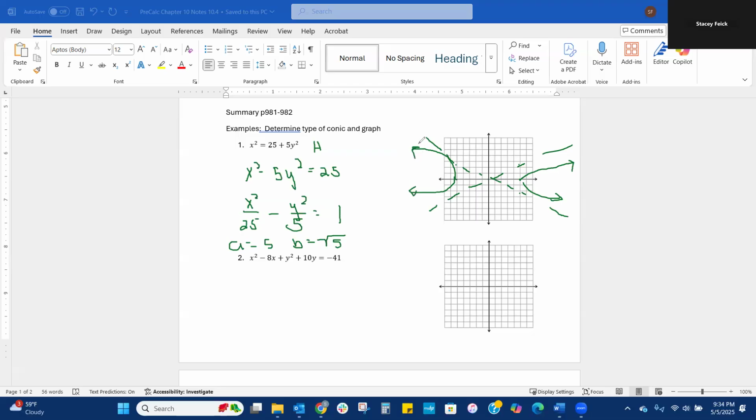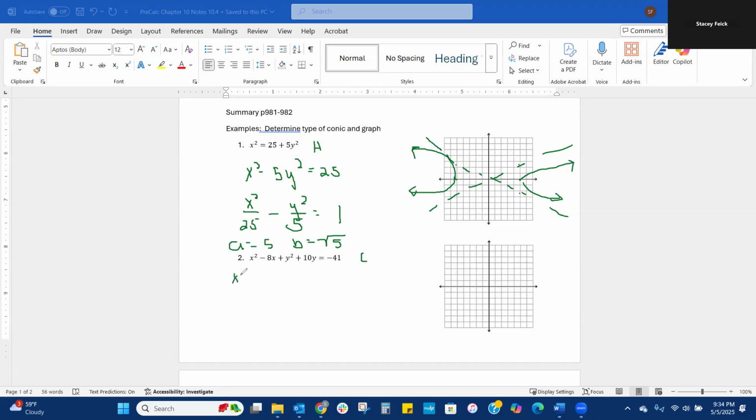All right. Moving on to the next example, we see that our a term is 1 and our b term is also 1. And they're both positive, so this must be a circle. So let's go ahead and complete the square.